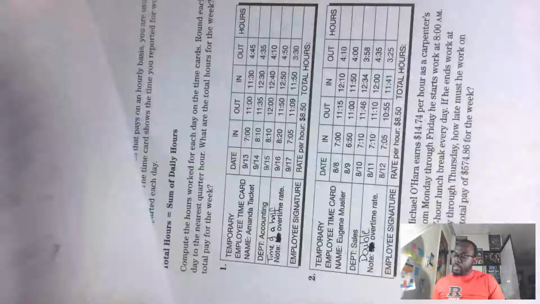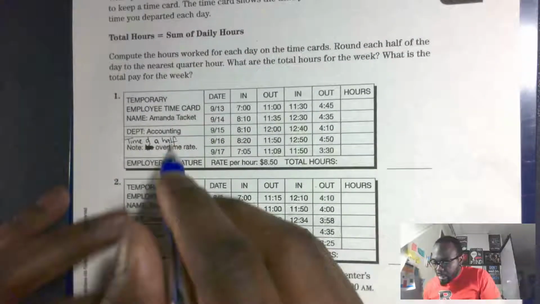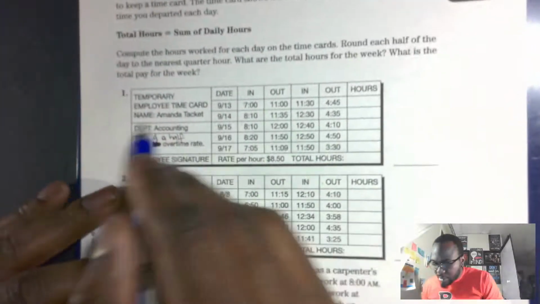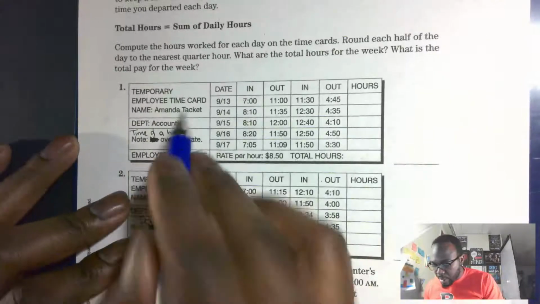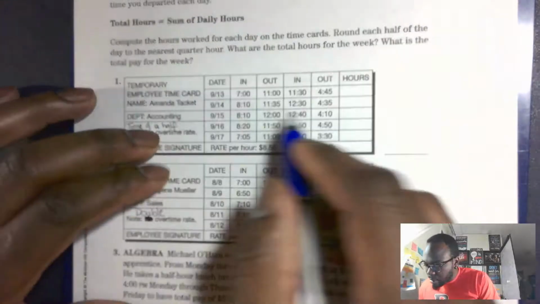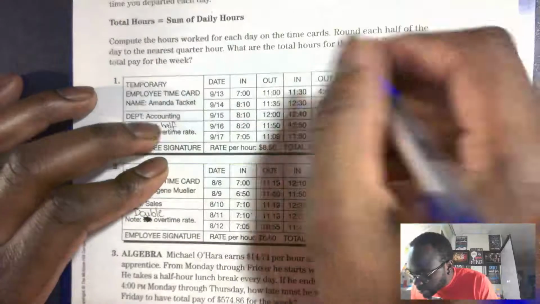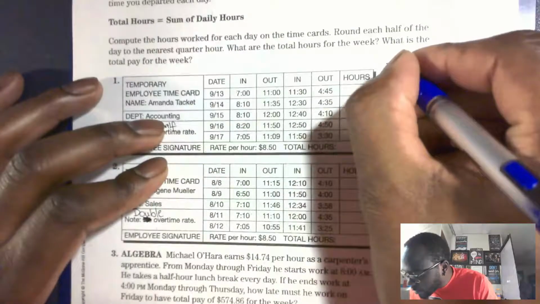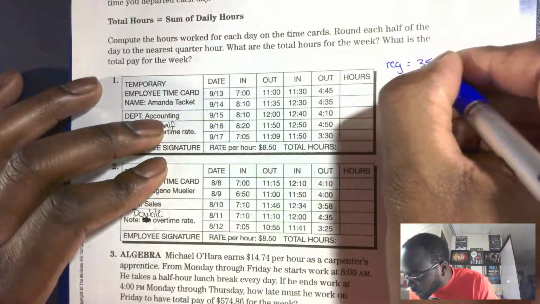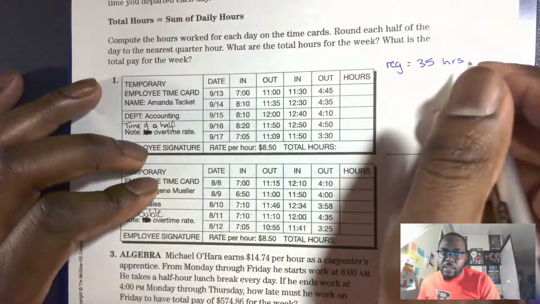So let's go ahead and we're going to look at two more examples here. So let me go ahead and turn this here. All right. So here I have 1 week for Amanda, and then we're gonna look at Eugene. So first we're gonna look at Amanda, we gotta figure out her regular hours for the week. Her regular week is 35 hours. Anything over 35 hours is gonna be considered overtime.